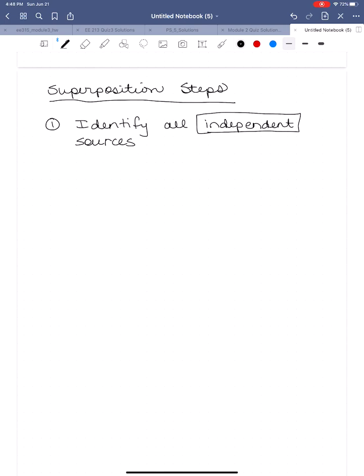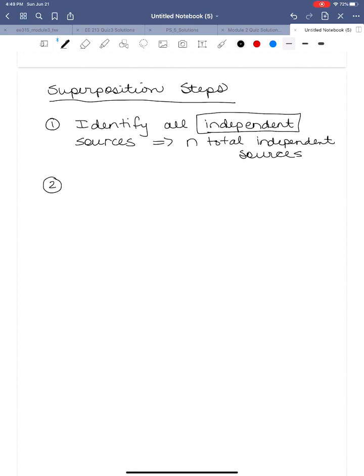Okay, so we want to identify all independent sources in the circuit. And we're going to call that number n. So we're going to have n total sources. They can be voltage sources or current sources, but they have to be independent. Okay? For superposition, n has to be greater than 1. We're not going to do superposition on a circuit that only has one independent source.